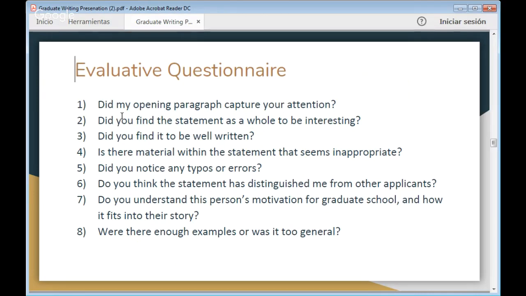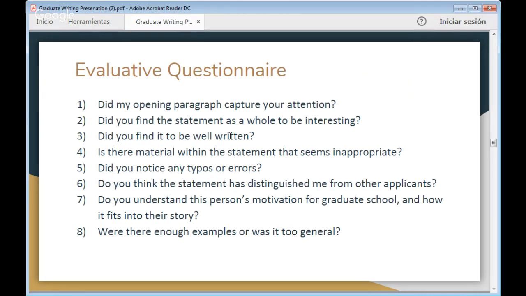As we've stressed, the opening paragraph is very, very important. You want to make sure it's something that hooks your readers in and will make them want to continue reading the essay. The second question, did you find the statement as a whole to be interesting? Was there a lot of unnecessary information? Did it all follow the same theme? You want to make sure that you haven't wasted any space in your essay, as you have very little room to explain yourself. So make sure that there are no parts that feel unnecessary.